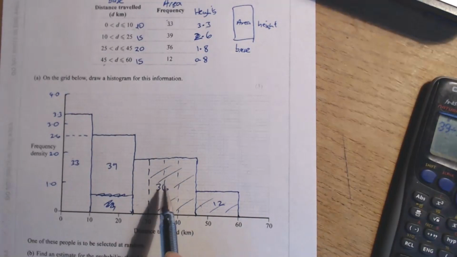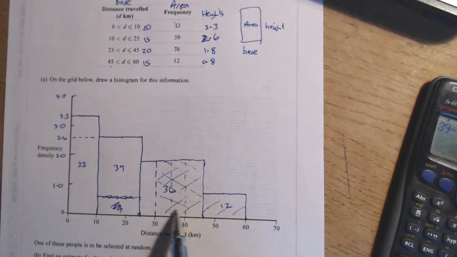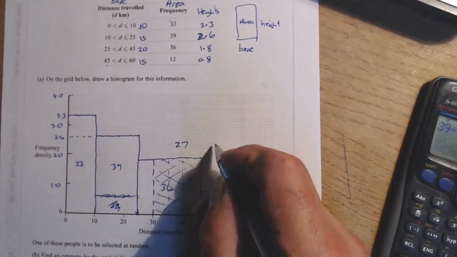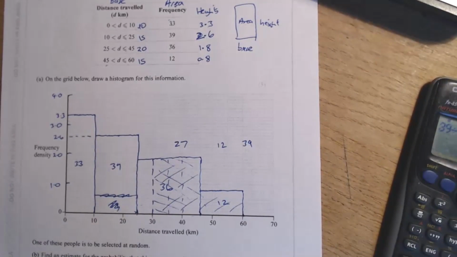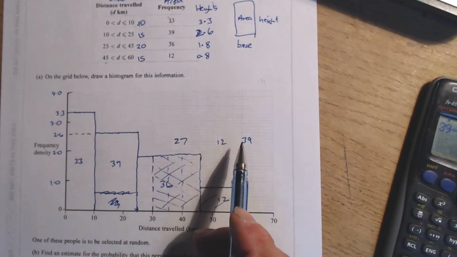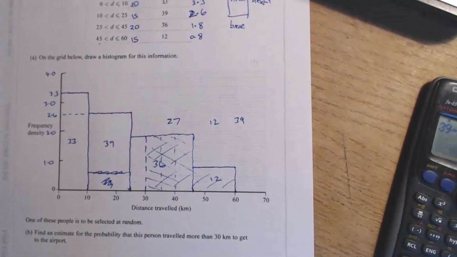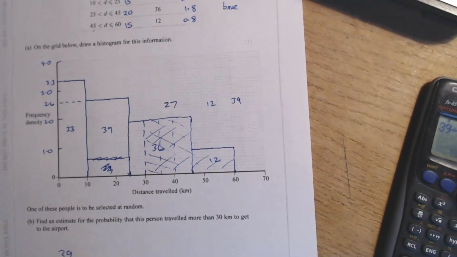So we want 3/4 of this 36, which is 27. The area of those 3 strips there is 27. So we want 27 here plus the 12 here, giving us 39. So that's 39 of the 120 people. So the probability that this person traveled more than 30 kilometers to get to the airport is 39 out of the 120. And remember, always give your probabilities as a fraction if you've got the choice. It's so much easier.